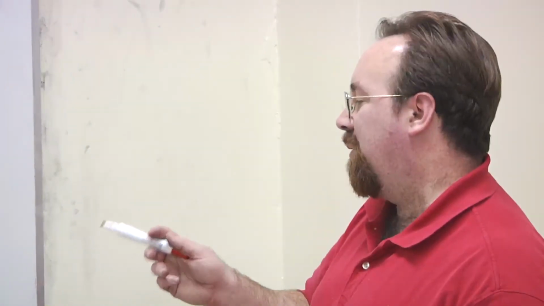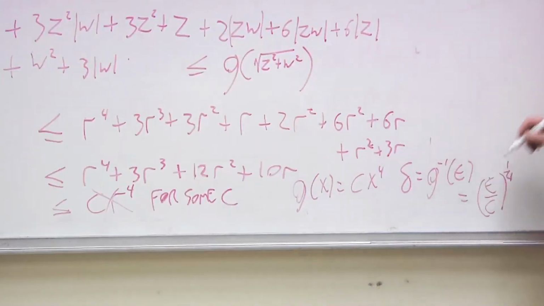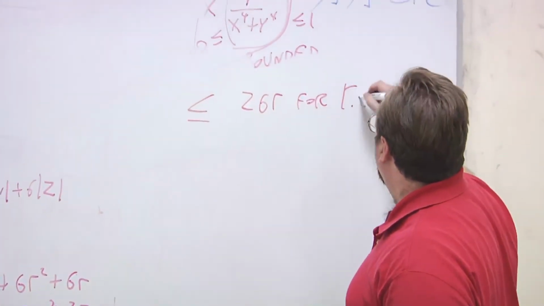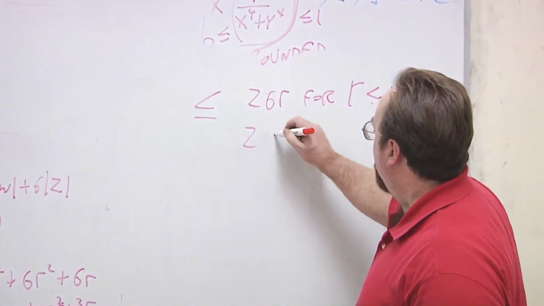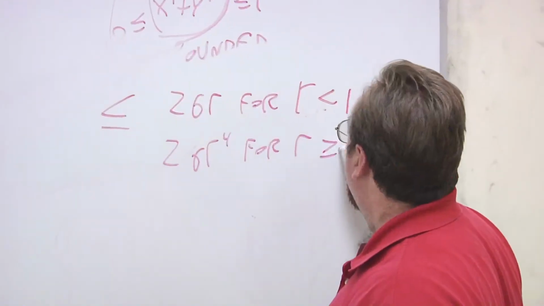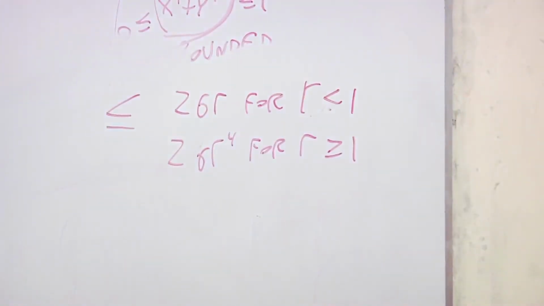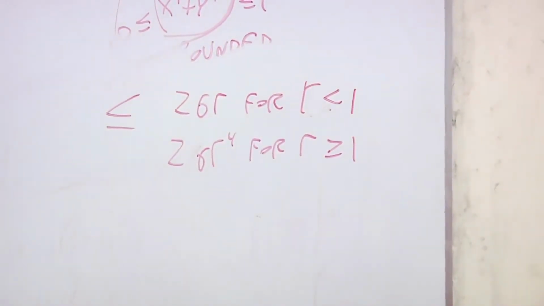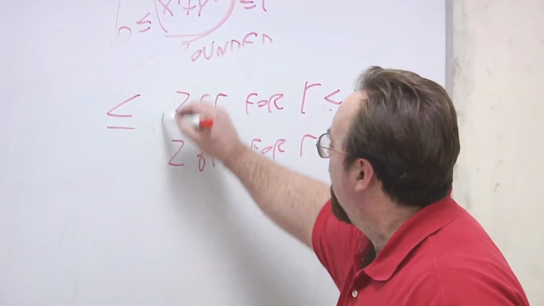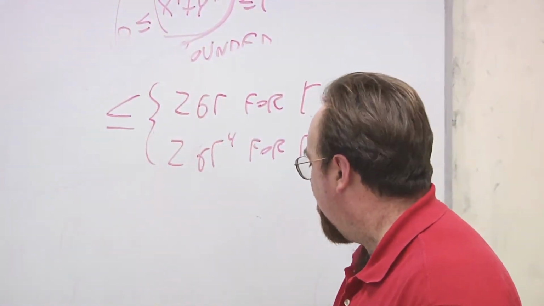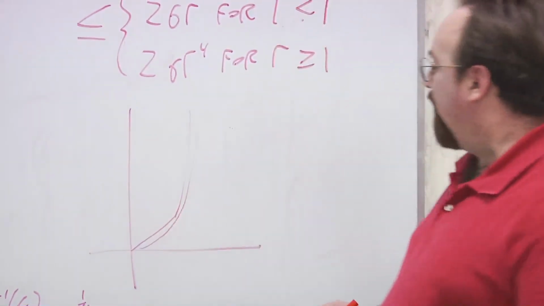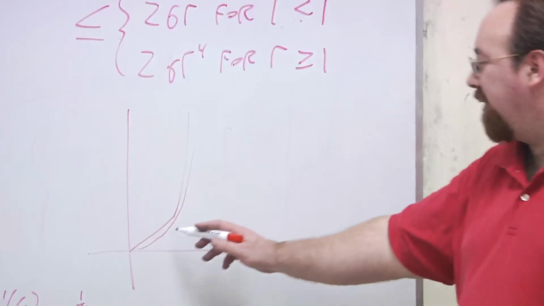It's going to be a term of lowest degree that's actually going to be dominant. What definitely would work is 26r for r less than 1, 26r to the fourth for r greater than or equal to 1. Just because of what happens when r is less than or greater than 1, how all these powers of r behave. So it's like a piecewise function. Right. So it's something that looks like this, and then shoots up. And it's definitely going to be bigger than the original function.